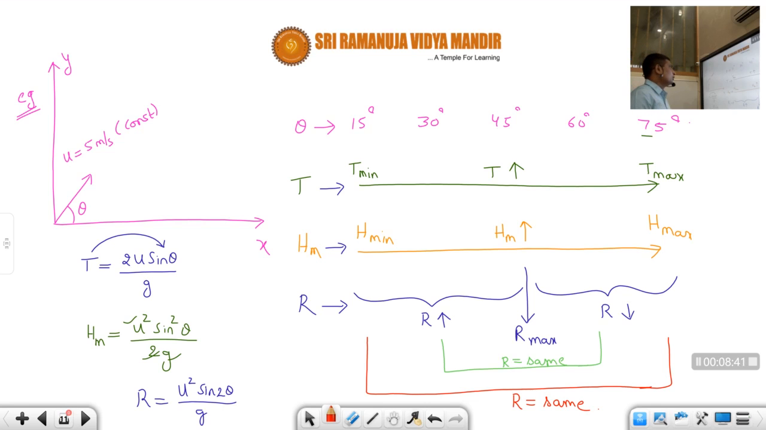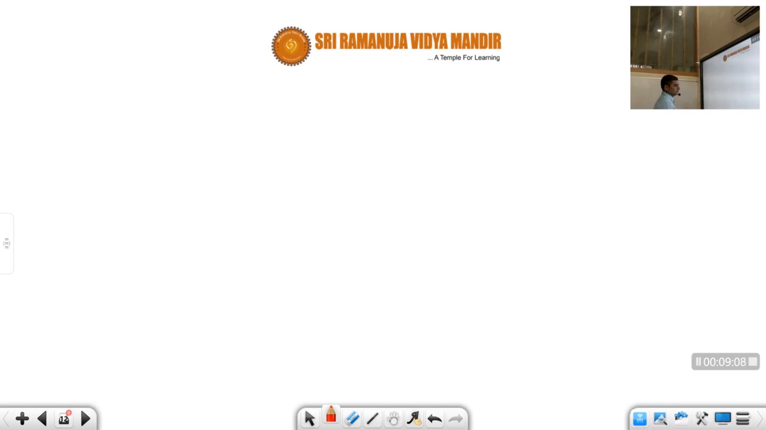Correct or not, students? So I hope you are clear. As theta is increased, keeping u constant, time of flight will increase, H max also will increase, but range will increase up to 45 degrees and then starts decreasing. Range is same for 15 degrees and 75 degrees, and 30 degrees and 60 degrees, because these two are complementary angles. So I hope you are clear with this one. Now I'll give one more question if you understood this one.